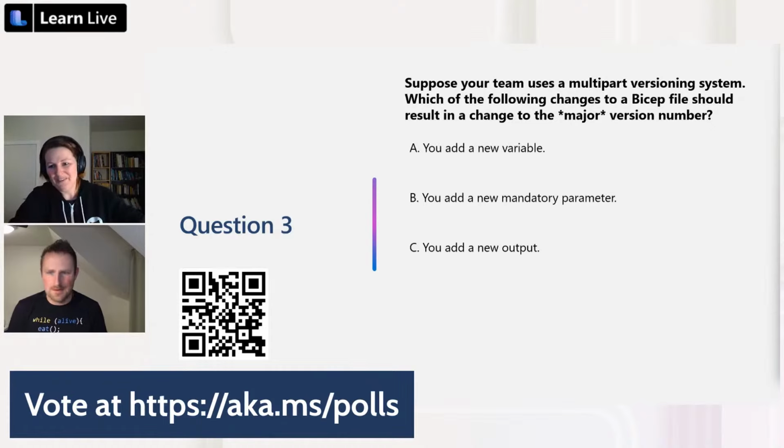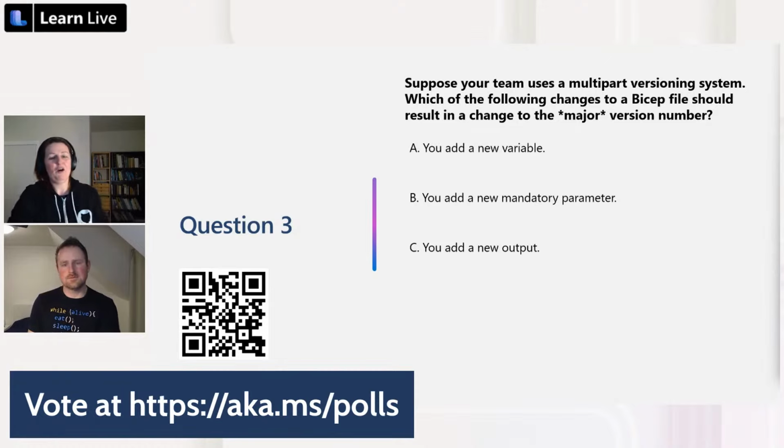Third question, so third and last question for you. Suppose your team uses a multi-part versioning system. Which of the following changes to a Bicep file should result in a change to the major version number? Is that A, when you add a new variable? Is that B, when you add a new mandatory parameter? Or C, when you add a new output?